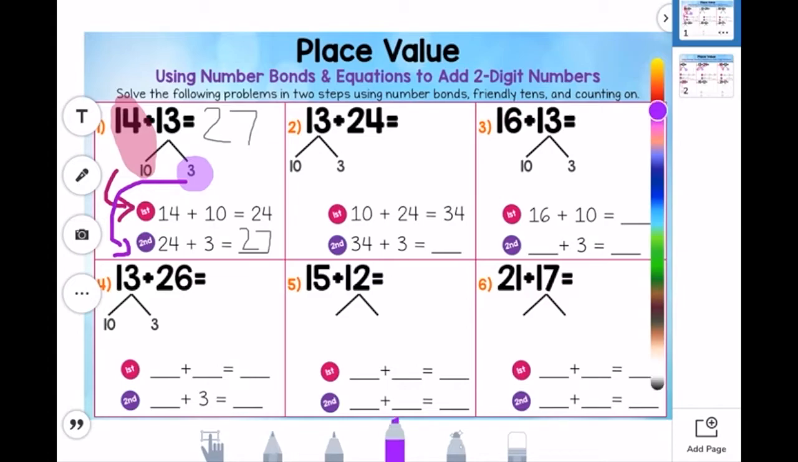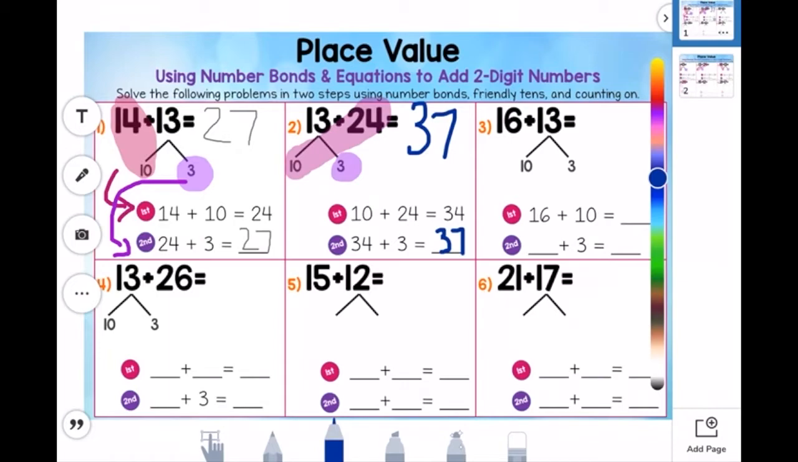Let's try number 2. My first job was to break the number 13 apart into a 10 and then the 3 ones for that number. So my first step is to use this 10 and add it to the 24, because I can do that in my head, and I know that that answer is 34. Now I have 34, and I have this little extra amount over here that's 3. So that is my second equation, 34 plus 3, which I can easily do in my head. 34, 35, 36, 37. I counted on to get the answer 37. I wrote 37 both on the second step and up at the top.